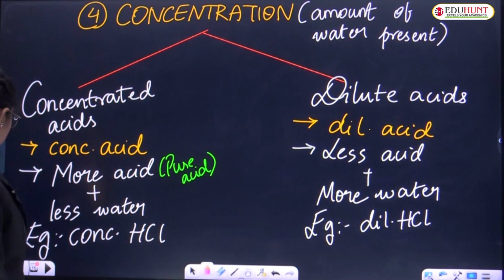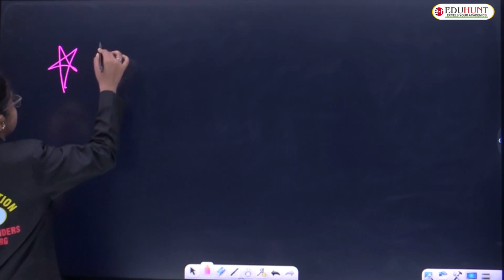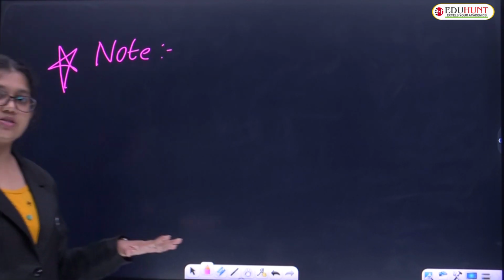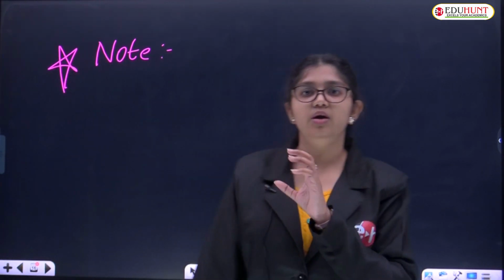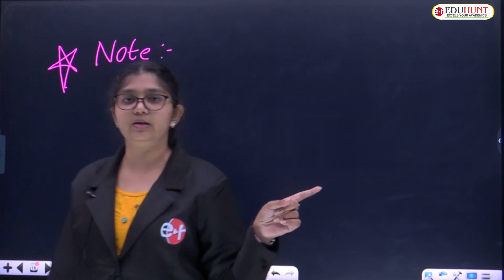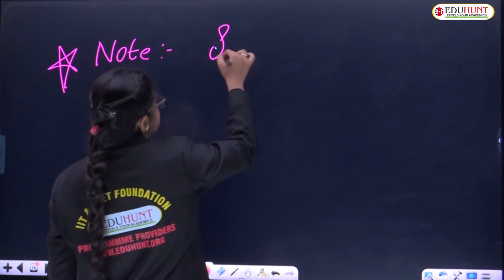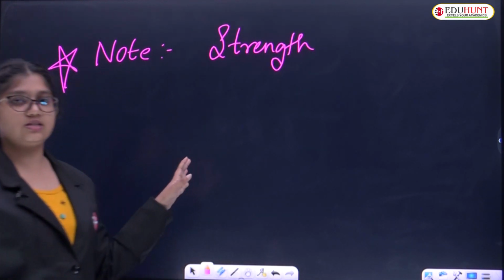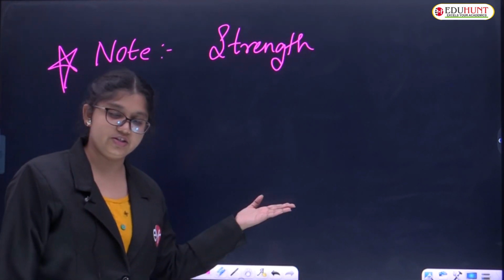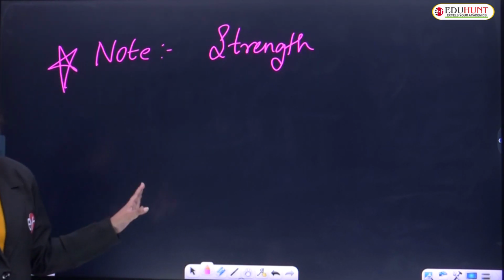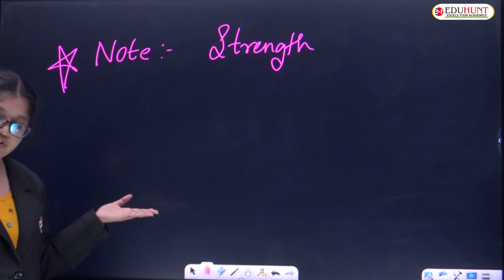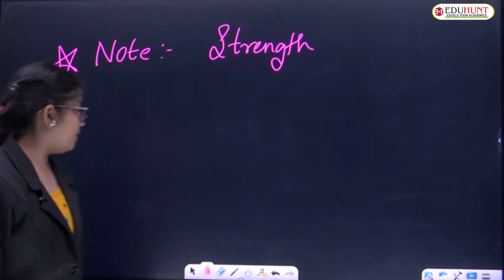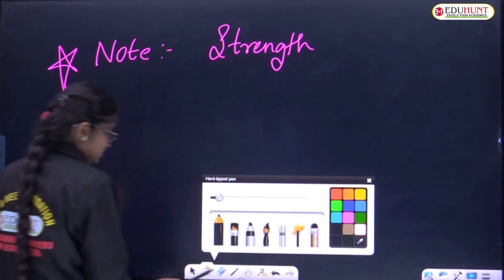And here, the note point to be considered is that this concentration-based classification divides acids into concentrated and dilute. It doesn't belong to the word strength. Strength is completely different. In the strength category, we discussed strong and weak. But in the concentration classification, there is no use of the words strength, strong and weak. You know why? Because there is a reason.